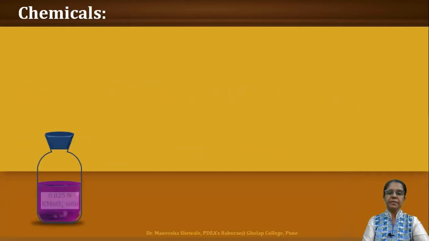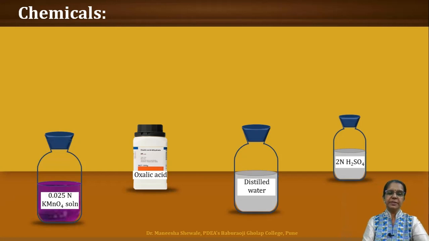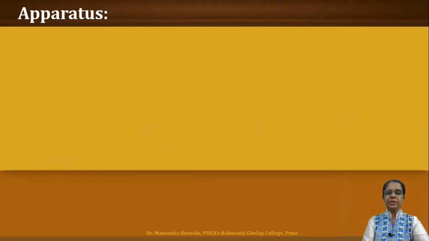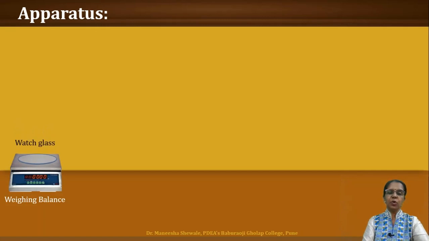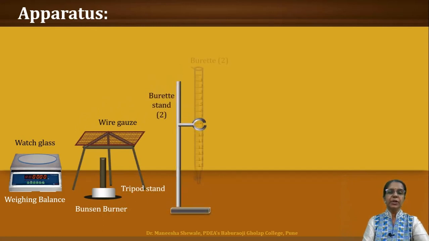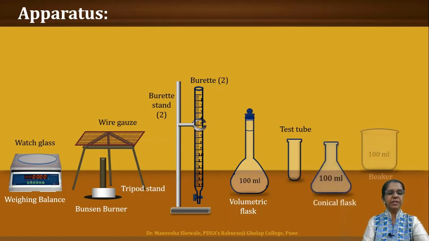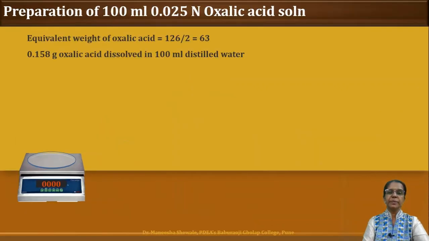Now the chemicals required are the KMnO4 solution, oxalic acid, distilled water, and dilute sulfuric acid. The apparatus required is a weighing balance and a watch glass for exact weighing, then the Bunsen burner, tripod stand and wire gauze for heating, 2 burette stands and 2 burettes. For exact dilution, we use the 100 ml volumetric flask, then a test tube, 100 ml conical flask, 100 ml beaker, and for stirring we use the glass rod.